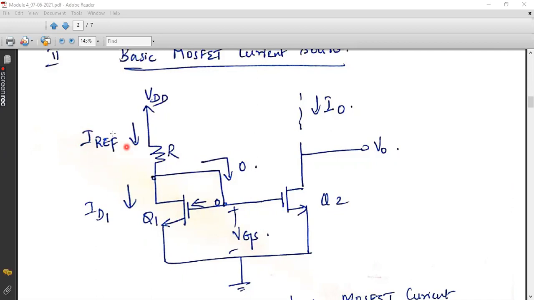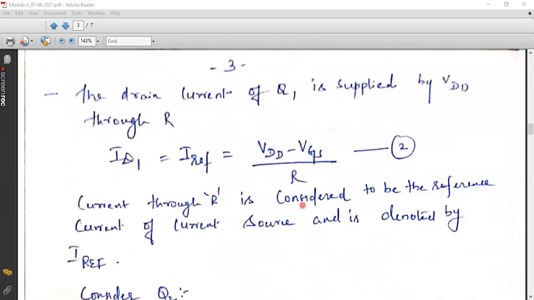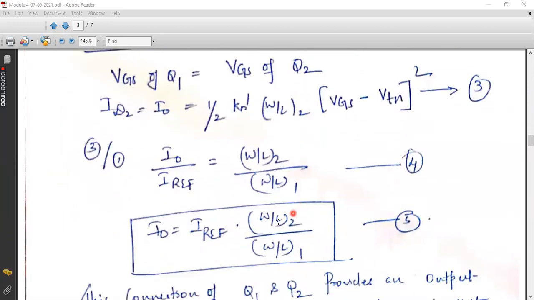Suppose I've generated I reference as 1 ampere and I need 0.25 ampere as I naught. From 1 ampere, I'm going to generate 0.25 ampere. So what I have to do? I need to take Q2 whose aspect ratio should be, just tell me, 1/4 of Q1, isn't it? Then only I naught will become 1/4 of I reference.